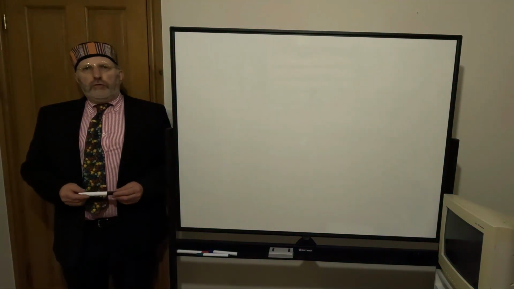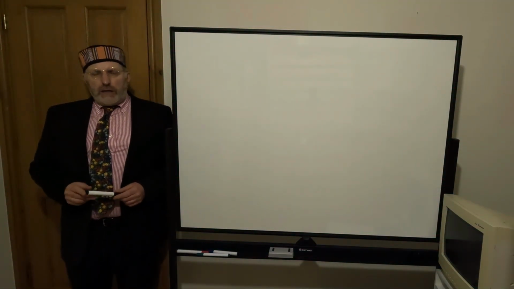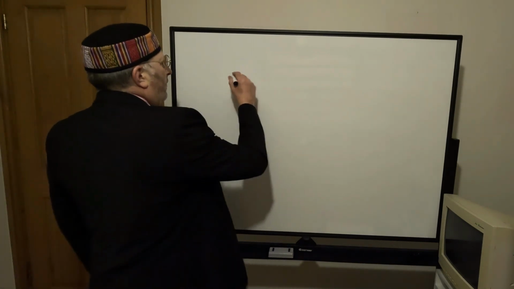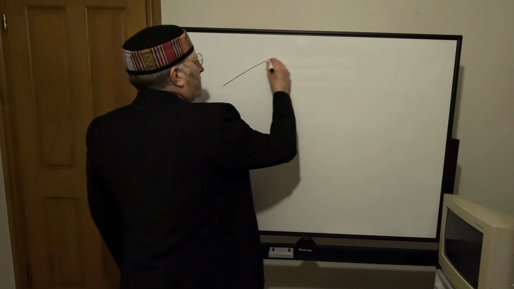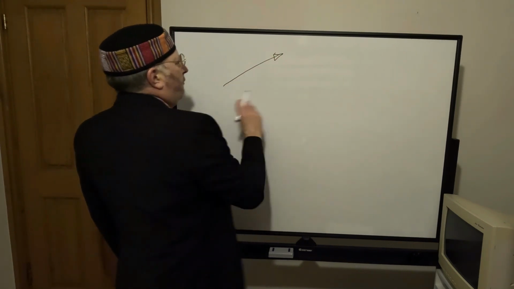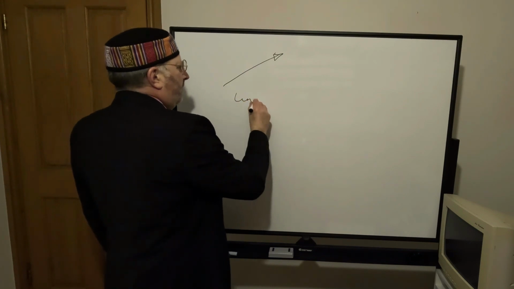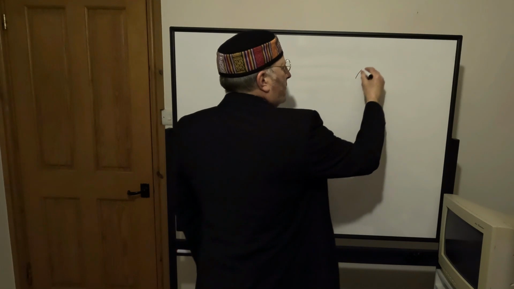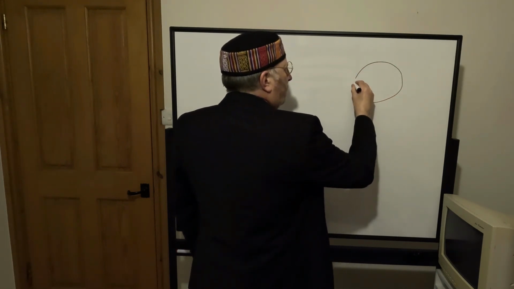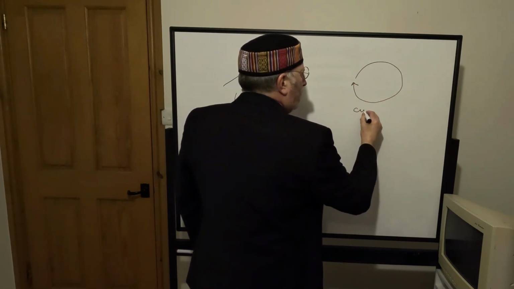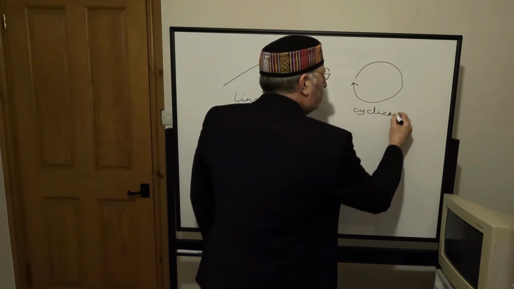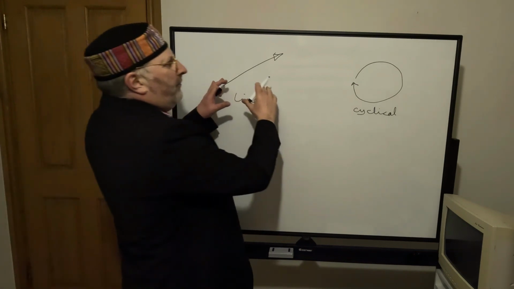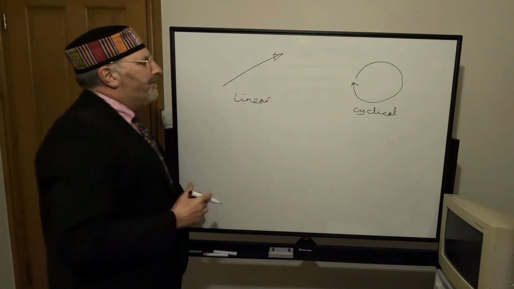So welcome to lesson 2.3, which is about the shape of history. Now, there are two basic ideas about the shape of history. Firstly, that it is linear. History moves in a straight line. And secondly, that it is cyclical. History goes in a circle. And some people argue for a combination of the two.